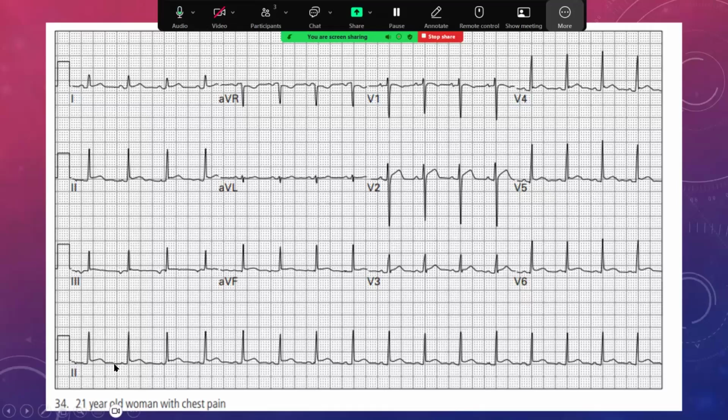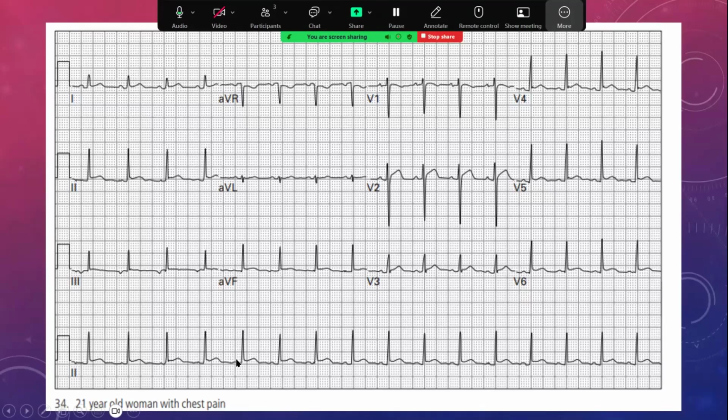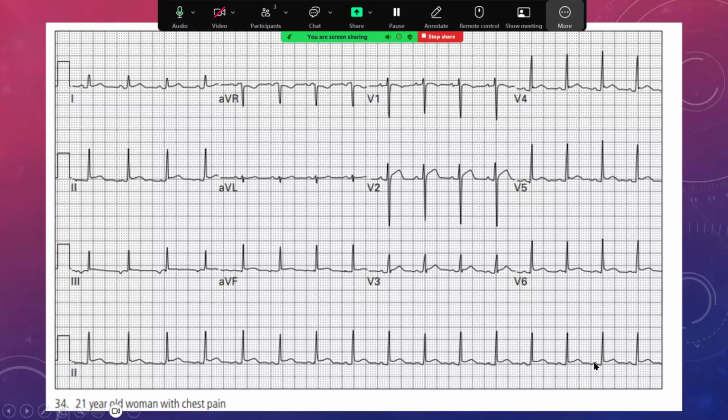Let's look at our rhythm strip next. The first thing we look at is our P waves. They do seem a little bit shallow, but they're not necessarily abnormal. They do change a little bit, but generally they're within the normal range. Then we look at our PR interval, which is 1, 2, 3.5 small blocks. Remember, between 2 and 4 small blocks is regarded as normal. So we've got a normal PR interval.